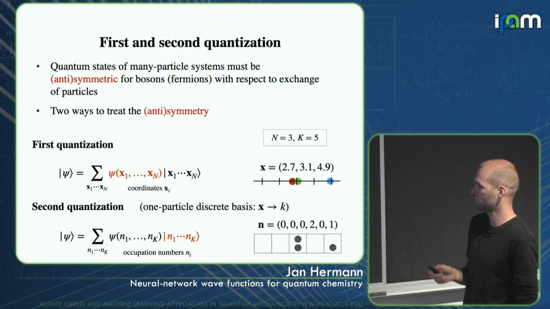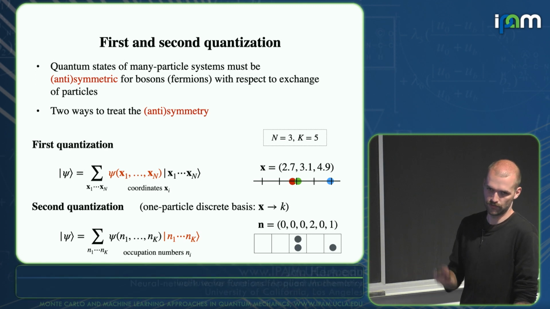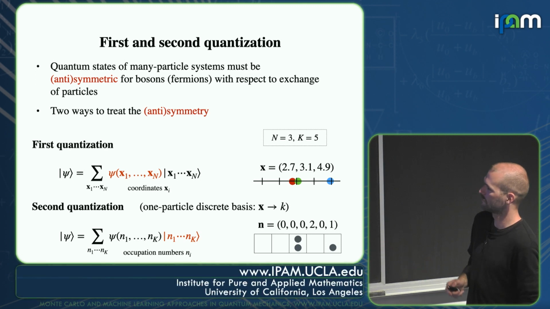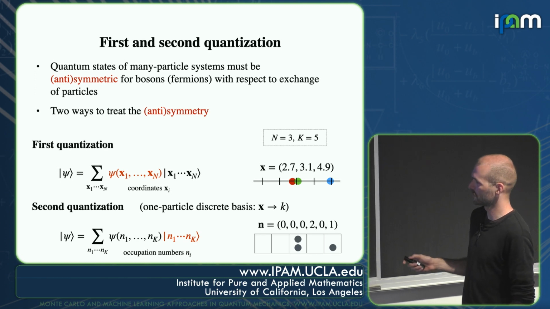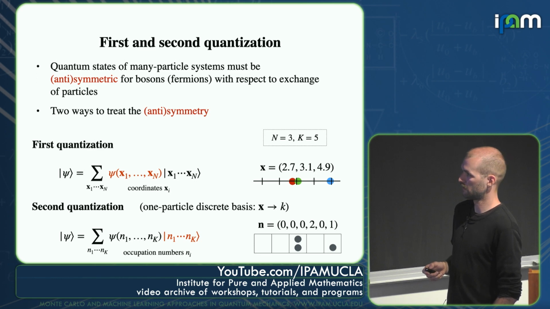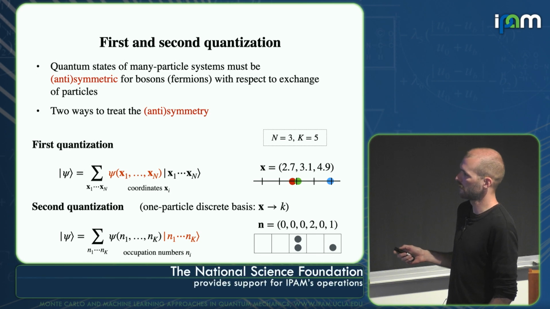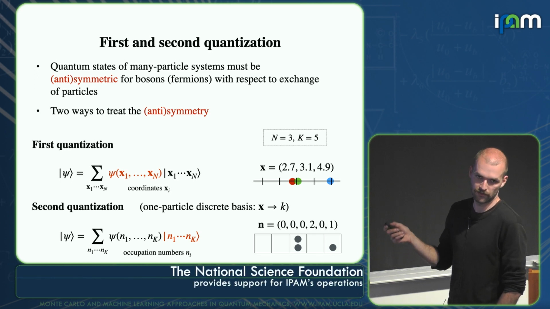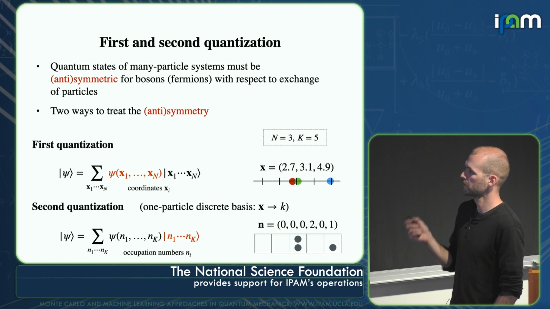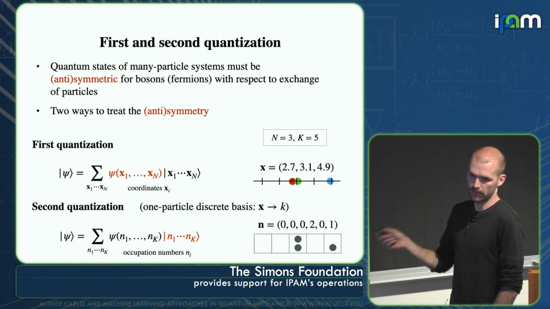Okay, and so one more very general thing that's probably well known to many people. If you're dealing with many particle states, which you typically do with electrons, and a molecule is a many particle system, it turns out that if these are indistinguishable, like electrons, they either are bosons or fermions. And then the states need to be either symmetric or antisymmetric with respect to exchanging particles. And in general, there are two ways to deal with this.